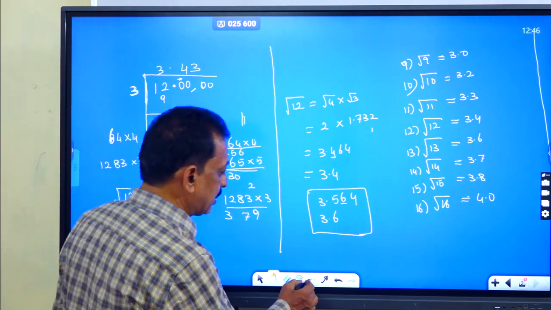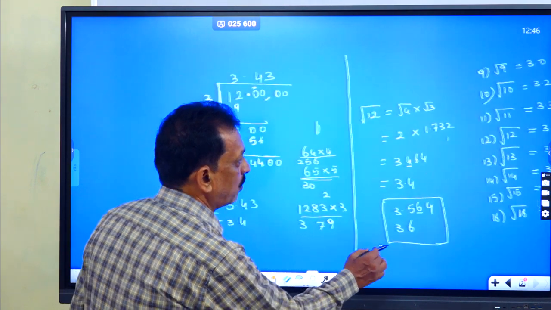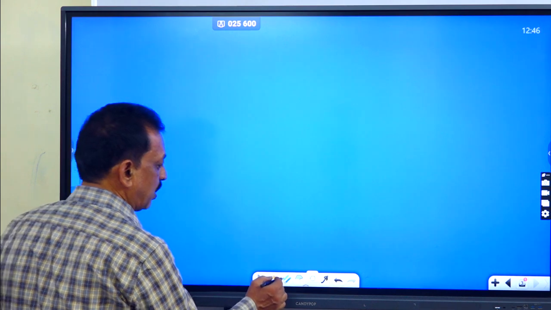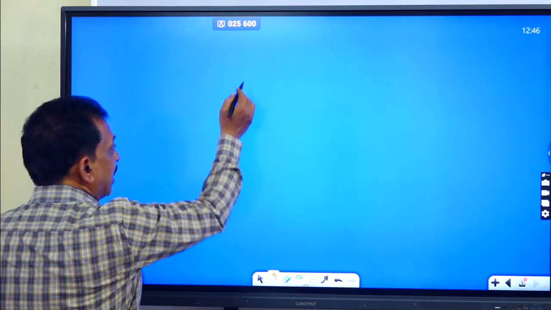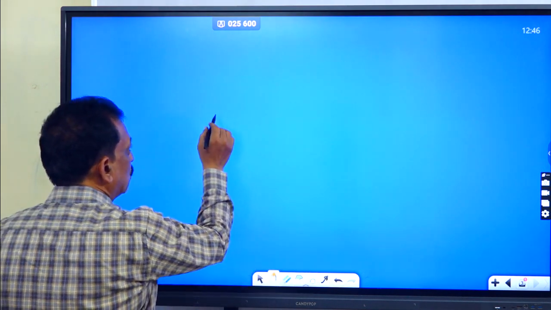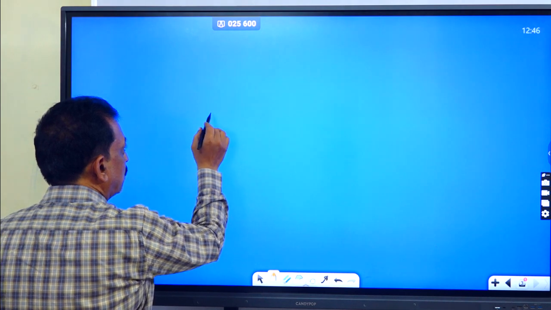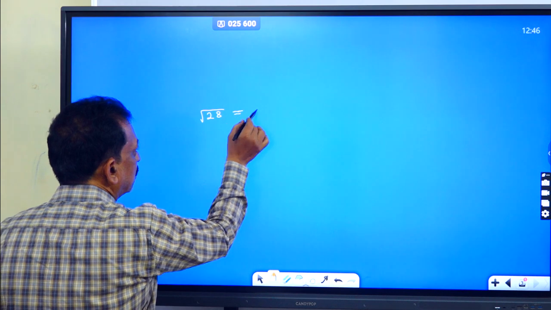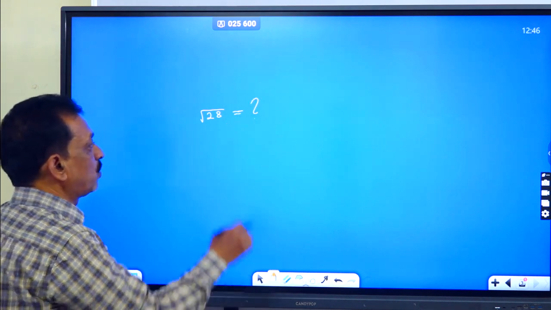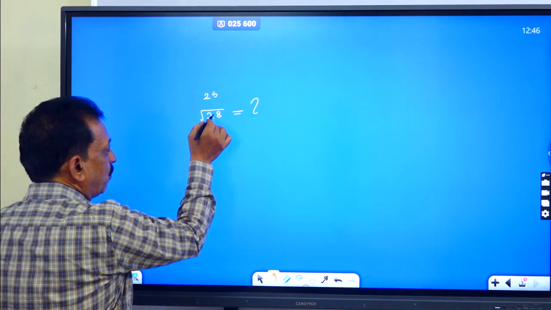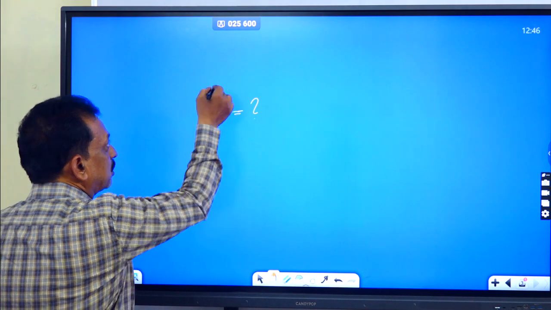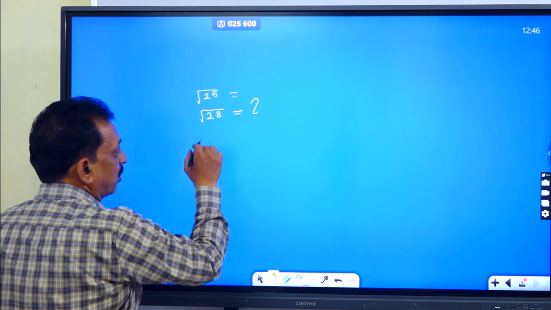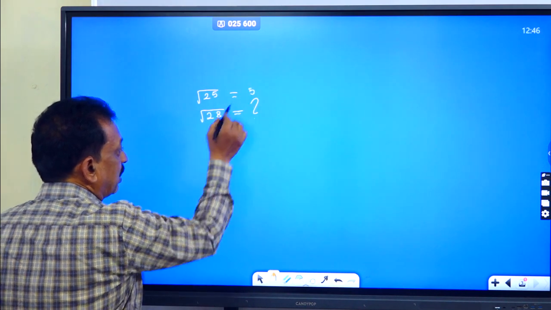So next one I said, logical finding of the roots. How to find by logic? So for example, I want to find square root of 28. What is the value? So you know the perfect square before this number 28, because the number before it, 25, is a perfect square. Root of 25 is 5.